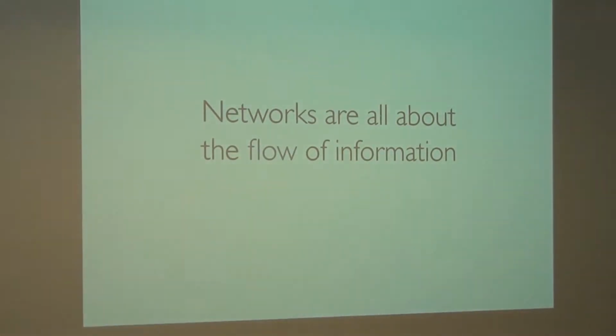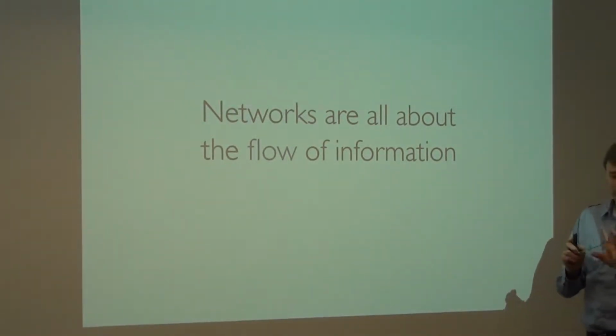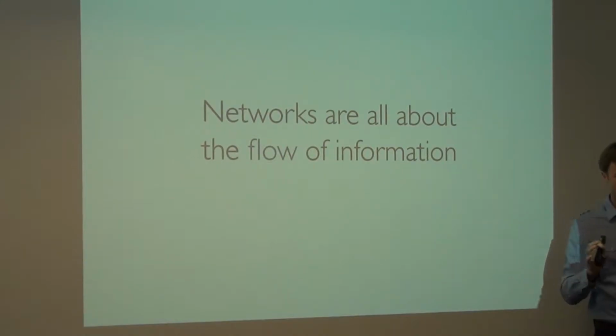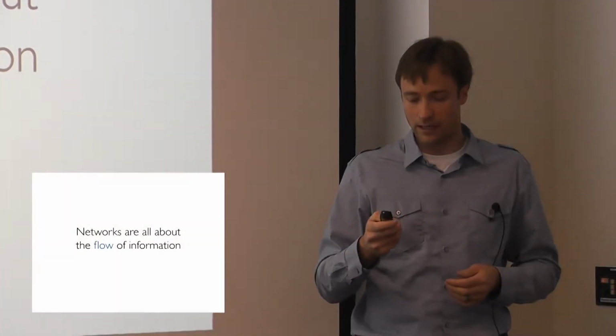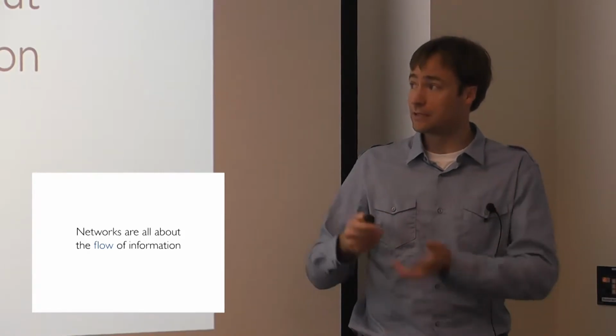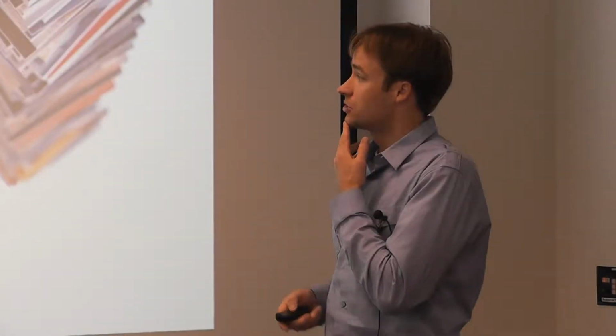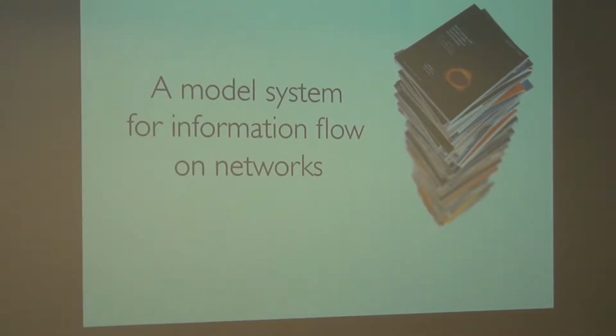Some networks are not about the flow of information, and it's one thing I teach when I give seminars or talks: different ways of representing networks represent different things. I'm specifically talking about networks that represent the flow of information. So I think of this as a model system, and I'll give you a couple of reasons why it's a really good one. One, the nodes and the links are well defined.